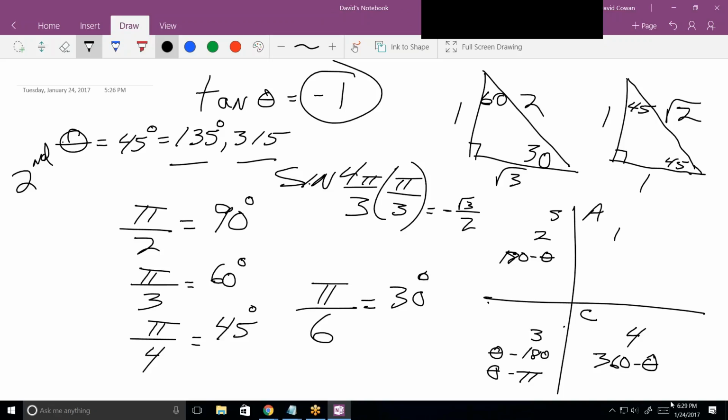To me, it's easier to think of everything as having an equivalent first quadrant angle, because I know how to do all the first quadrants. The first quadrants are easy just looking at these two triangles, as opposed to thinking reference angles, which is always the angle made with the x-axis regardless of which quadrant you're in.